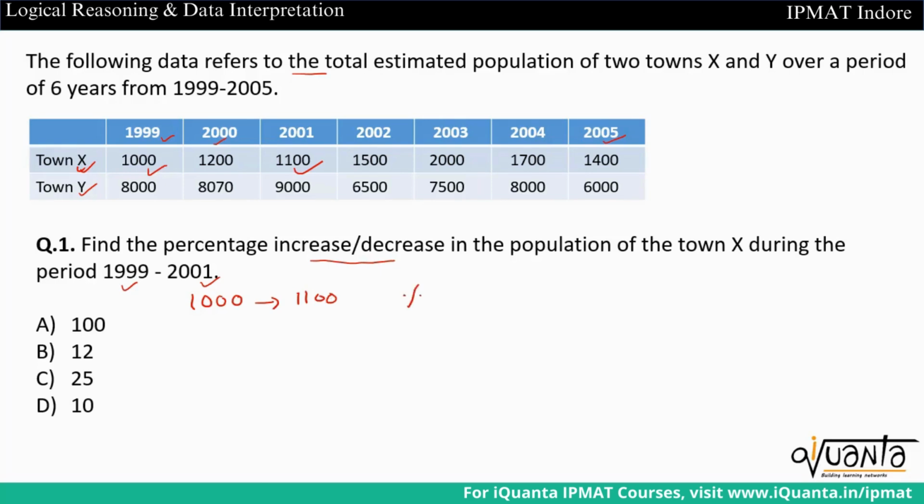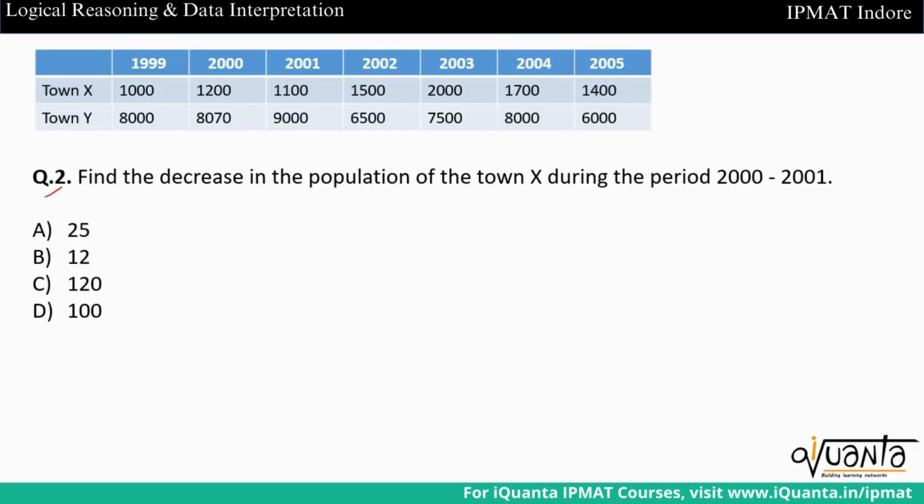So percentage change will be final minus initial upon initial into 100, which gives us a percentage increase of 10%. Now this change is positive, so this is a percentage increase. Hence the correct answer is D. Let's go to the next question.